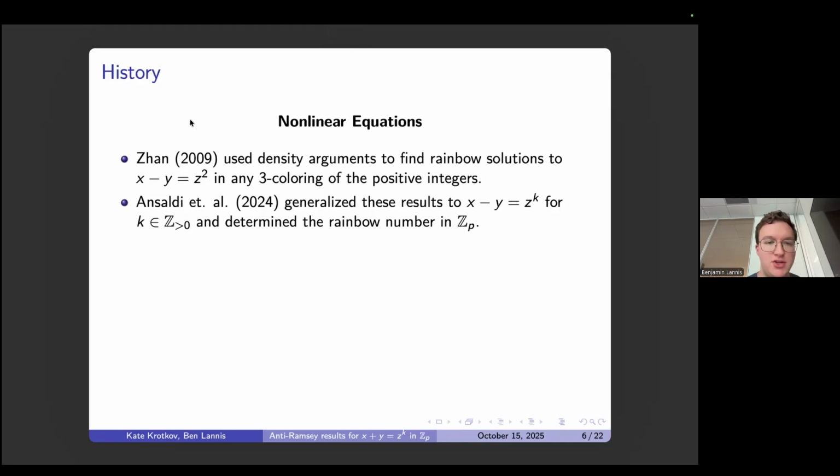More recently, in 2009, Jean started studying the nonlinear equation x - y = z^2. Specifically, he used some density arguments to do with the positive integers in order to find rainbow solutions in any three-coloring of the set. Later in 2024, Ansaldi et al. generalized these results to x - y = z^k for an arbitrary positive integer power k. And they also determined the rainbow number of this equation in Z_p.